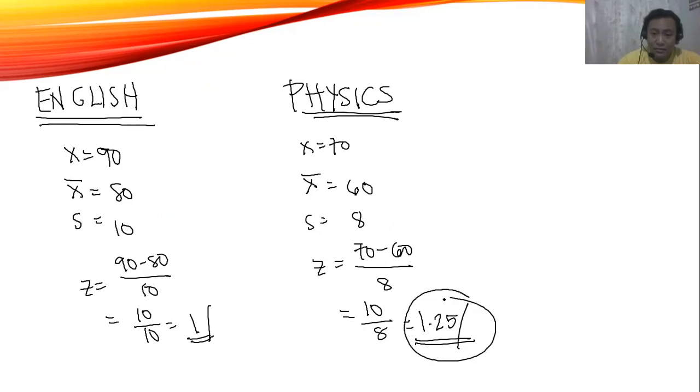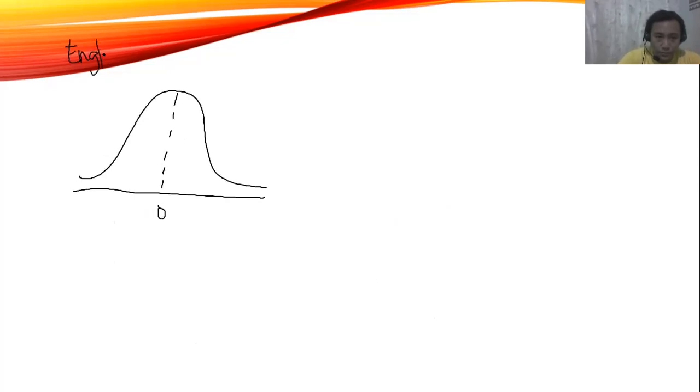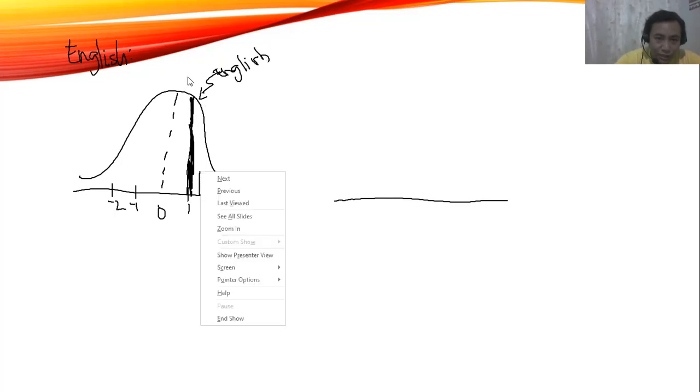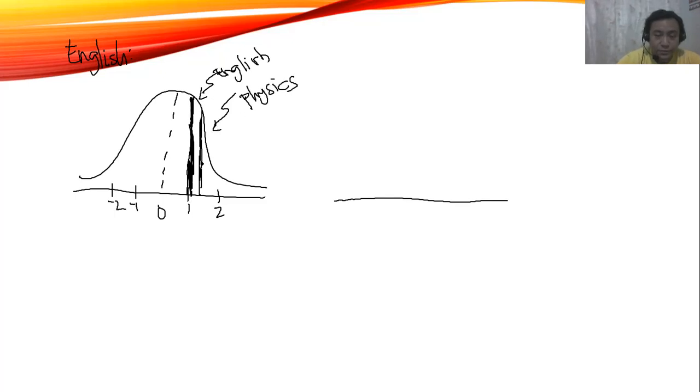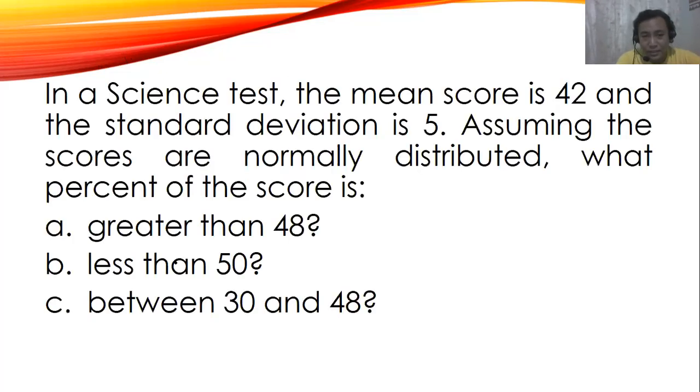Kasi mas mataas siya compared dito. So, for the English, andito siya sa 1. And for the physics, ito yung English natin, and for physics is 1.25, andito siya. Mas mataas siya compared sa English. So therefore, Luz has better standing in physics. Naintindihan ba yon? Now, let's proceed with another example.